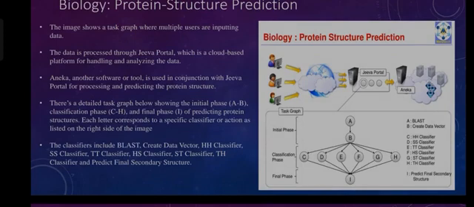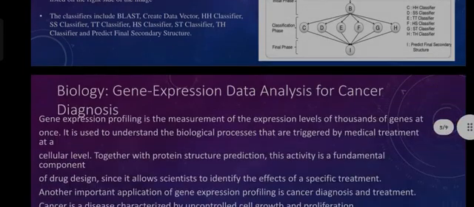From the graph, we can see in detail there are 3 phases: the initial phase, classification phase, and final phase of predicting protein structures. Each letter corresponds to a specific classifier or action as listed on the right side of the image. The classifiers include BLAST, create data vector, HH, SS, TT, HS, ST, TH classifier, and predict final secondary structure.